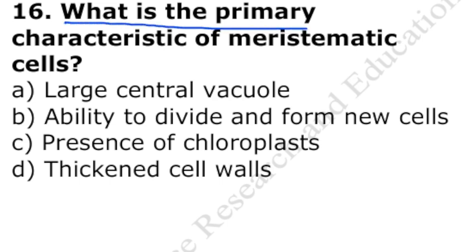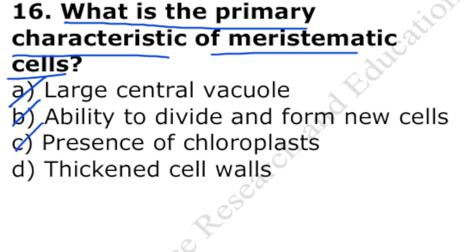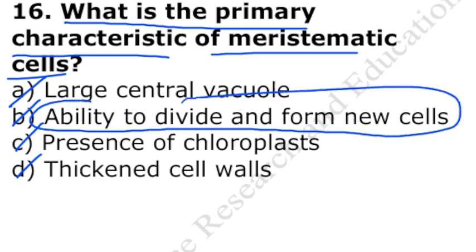What is the primary characteristic of meristematic cells? Large central vacuole, ability to divide and form new cells, presence of chloroplast, thickened cell walls. Among them, the ability to divide and form new cells is the major characteristic of the meristematic cells.